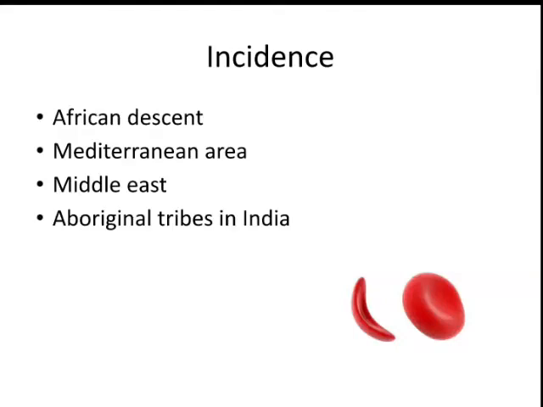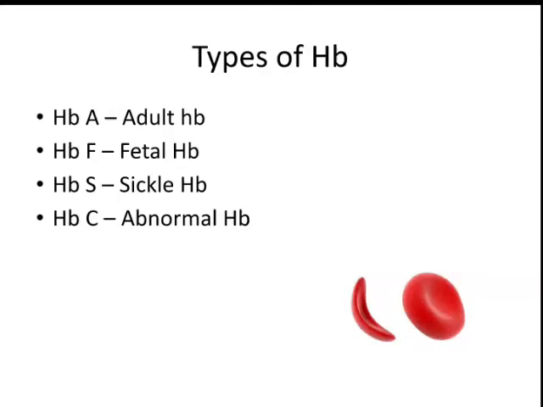The incidence of sickle cell anemia is mostly seen in African descendants, the Mediterranean area, the Middle East area and Aboriginal tribes in India. There are different types of hemoglobin. HbA is adult hemoglobin, HbF is fetal hemoglobin, HbS is sickle hemoglobin, HbC is abnormal hemoglobin.